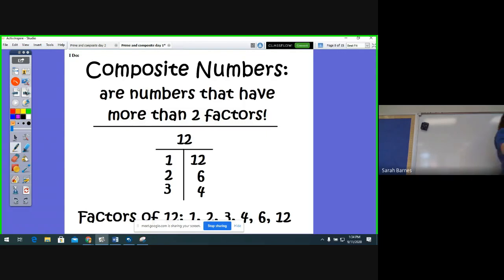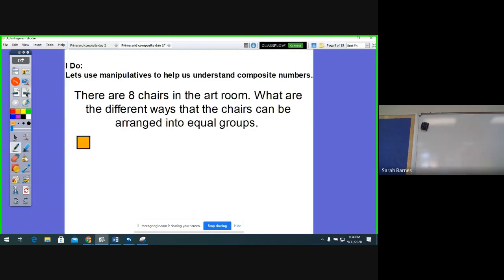Composite numbers are numbers that have more than 2 factors. The factors of 12 are 1, 2, 3, 4, 6, and 12. You've got the factor tree drawn out here for you, and you also have the factors at the bottom. So let's use the manipulatives to help us better understand composite numbers.